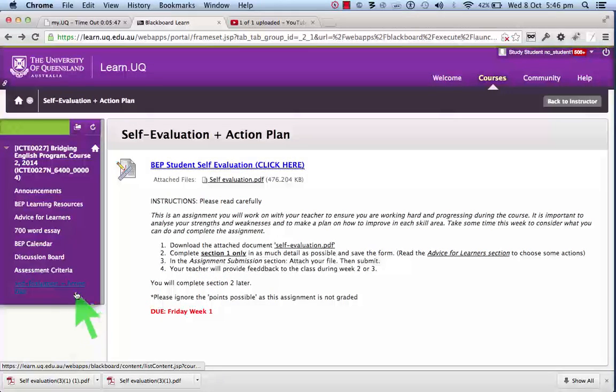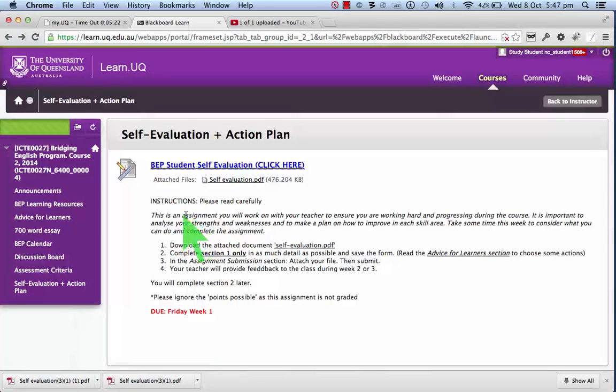Let's look now at the Self-Evaluation Action Plan. The Self-Evaluation Action Plan is a document that you work on with your teacher throughout the course. And the first task is due Friday week one, so it's important to get started early. The document that you will be using is linked here, but it is also available inside the assignment.